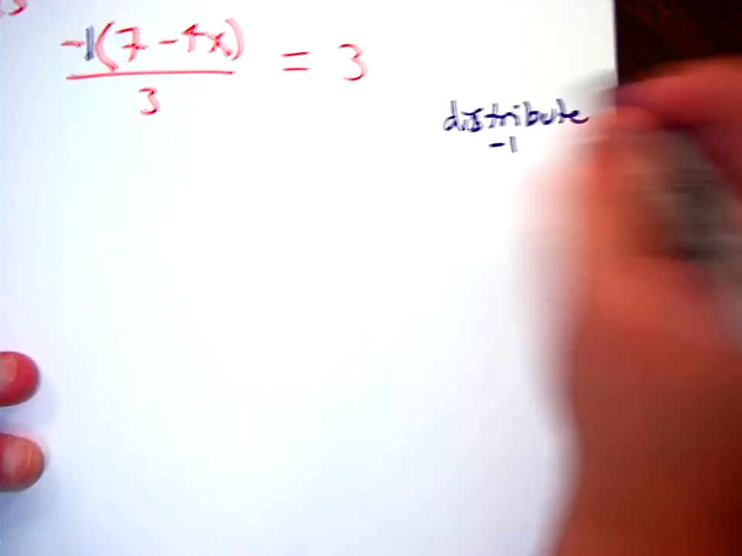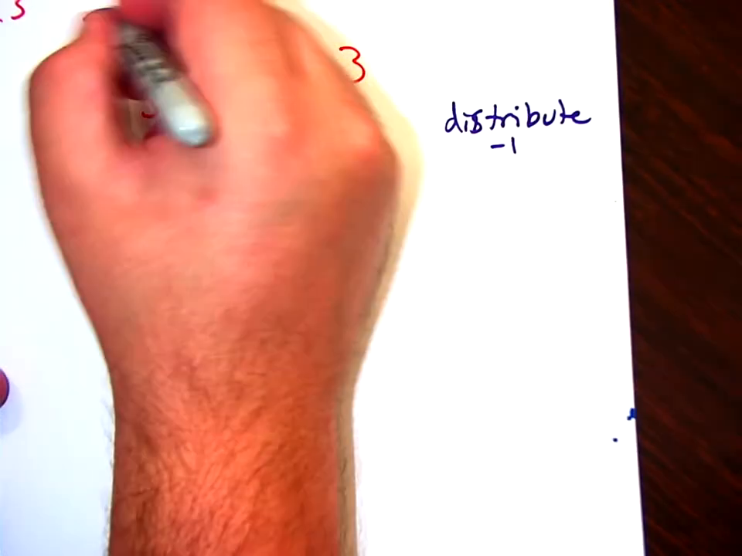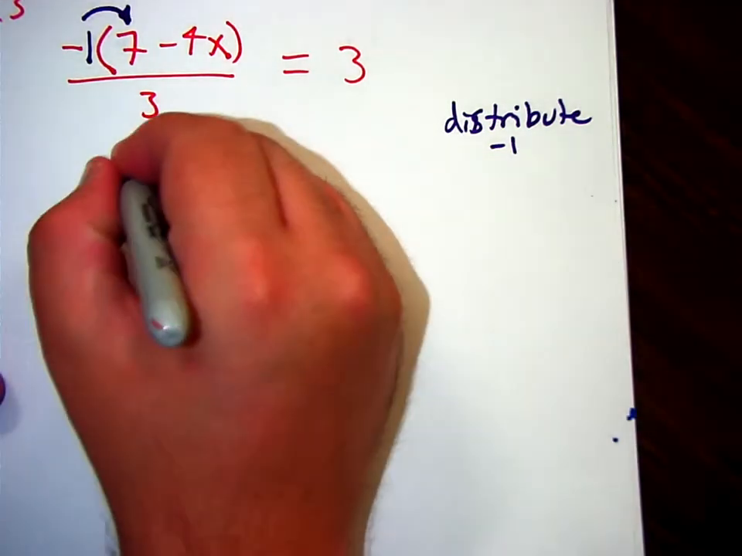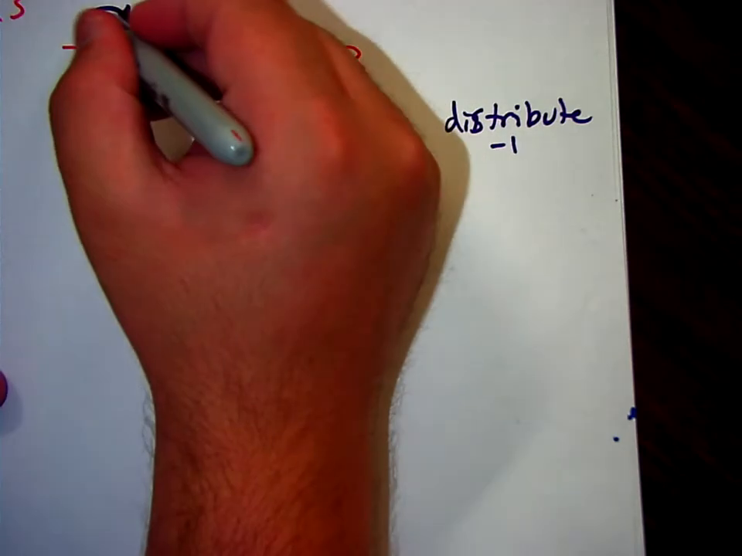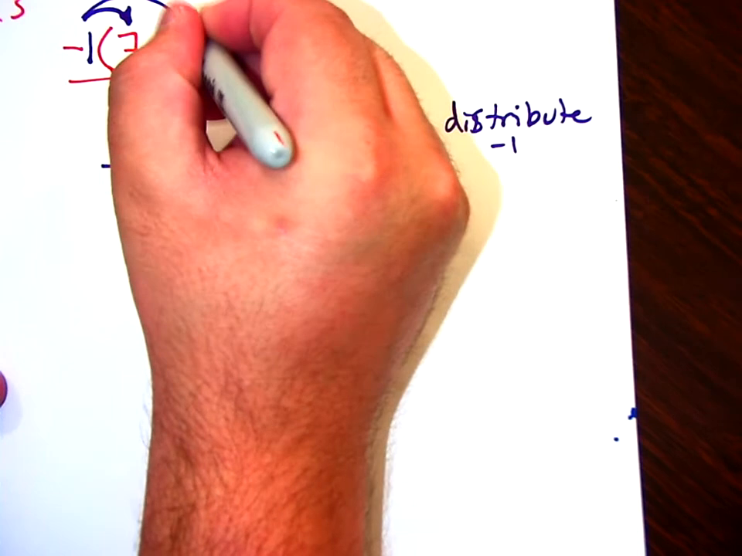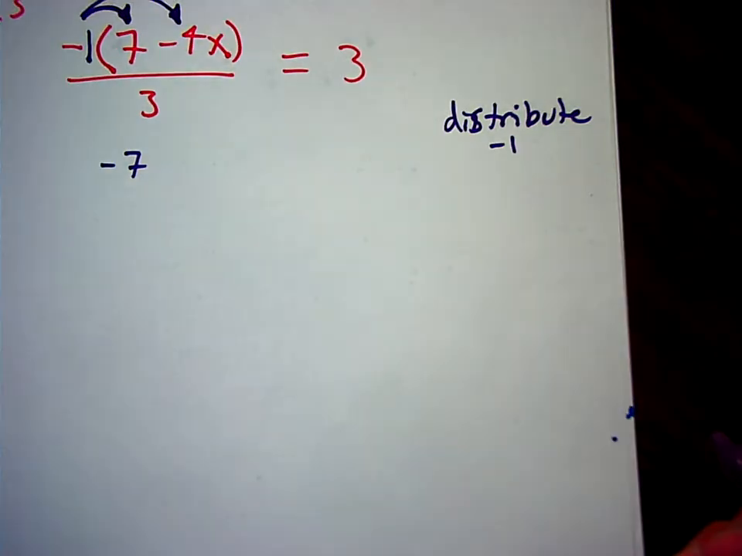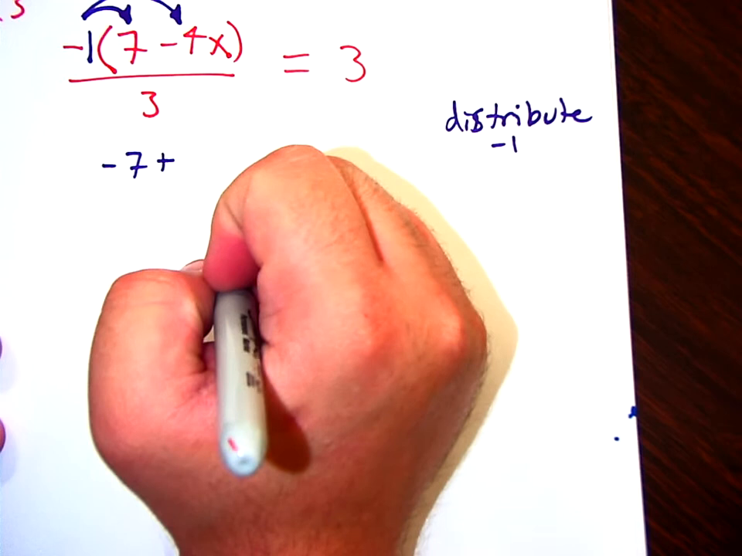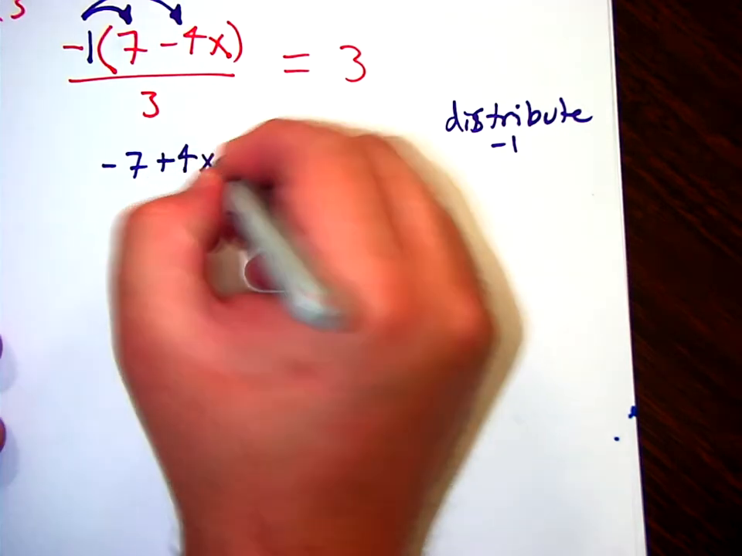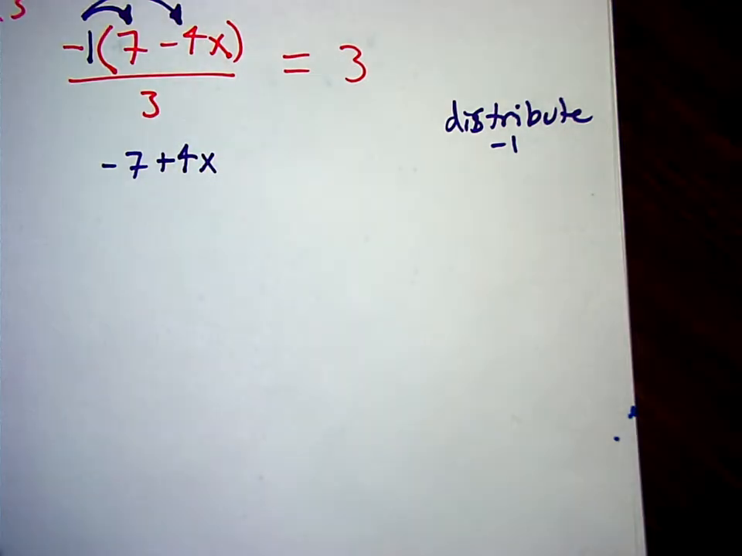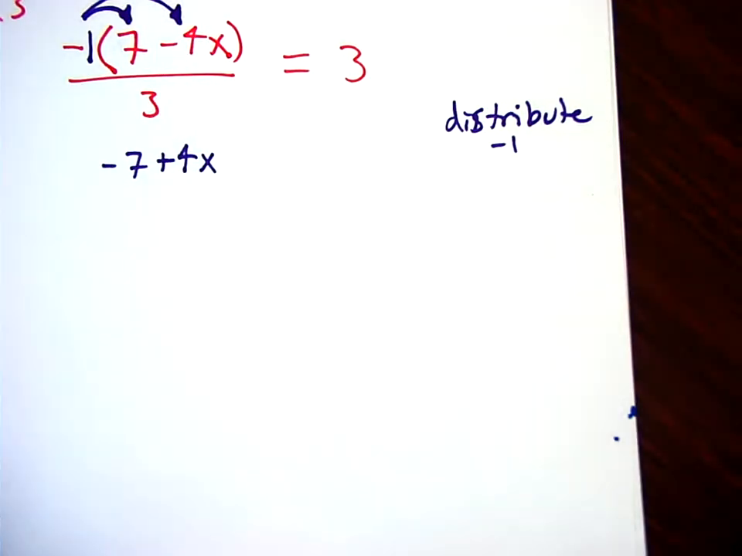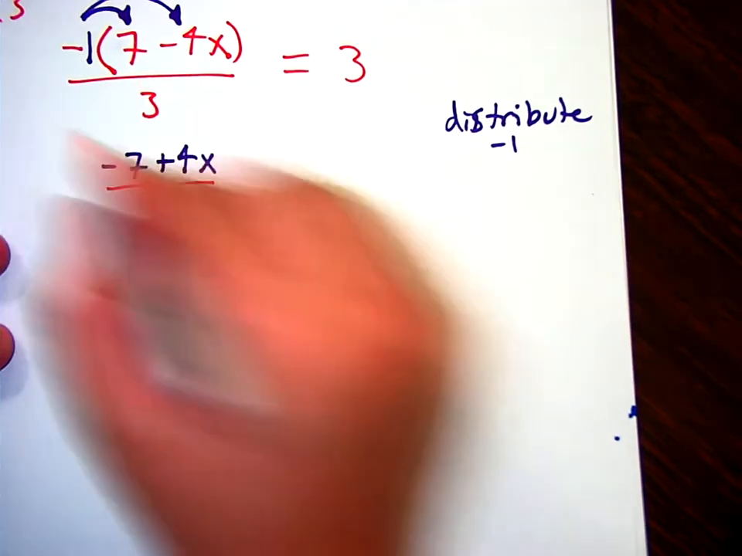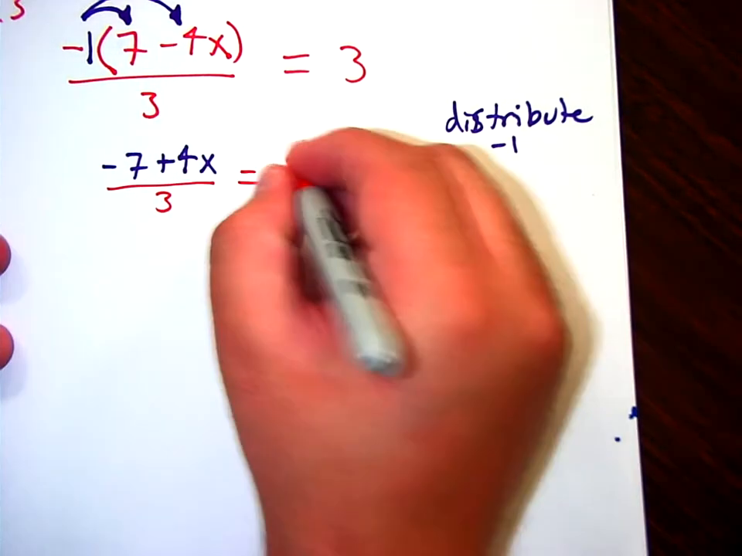the negative 1. Okay? Negative 1 times 7 is going to be negative 7. Negative 1 times 4, or negative 4, is going to be positive 4x. Now we're going to put everything down we didn't touch. This divided by 3, that whole side, we didn't touch that. So it goes there, and then equals 3.